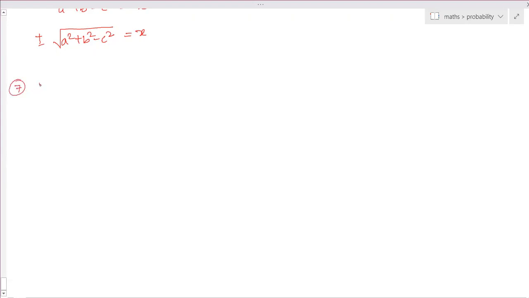If A cos theta plus B sin theta is equal to M, A sin theta minus B cos theta is equal to N, prove that A square plus B square is equal to M square plus N square. So start with what they have asked to prove: A square plus B square is equal to M square plus N square.